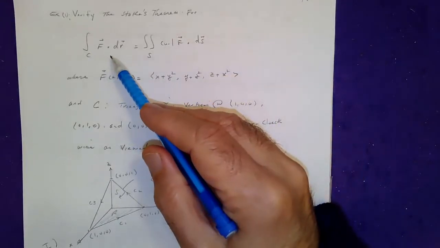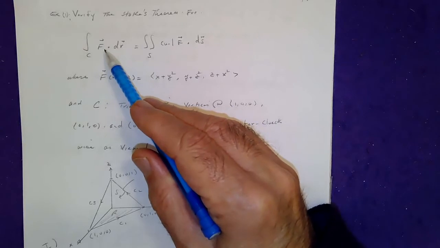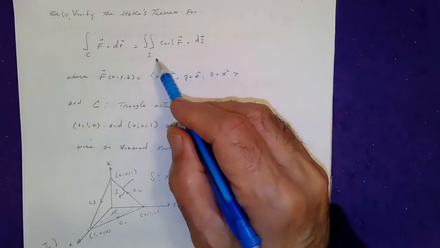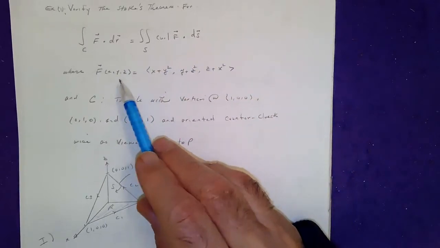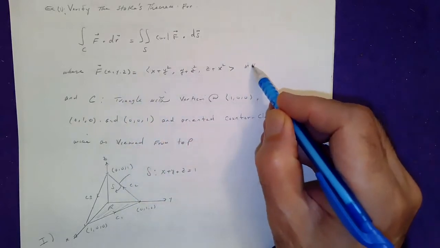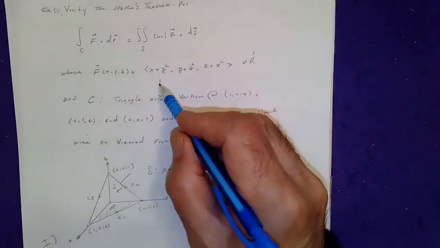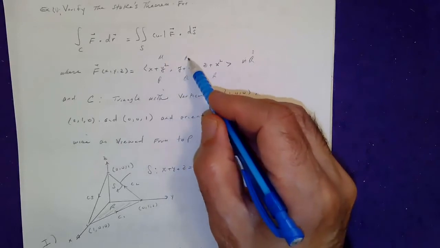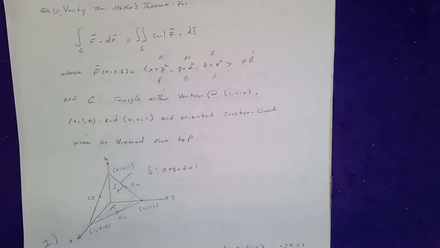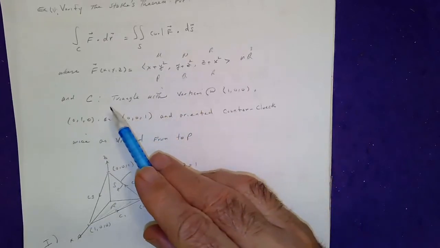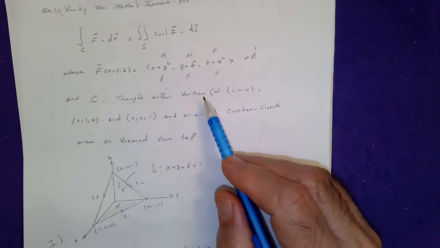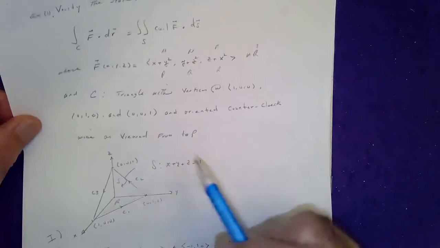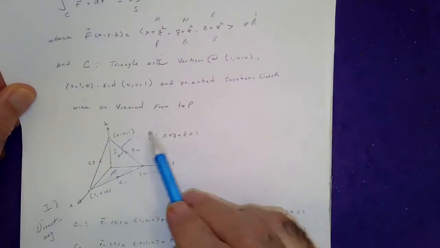So remember, the line integral over the vector field F now becomes the surface integral of the curl of F dotted with dS. But notice the vector field now is in R3, not in R2. Remember, this is called P, Q, R, or in some books they call it M, N, and maybe R. So the curve C is the triangle with vertices (1, 0, 0), (0, 1, 0), and (0, 0, 1), and oriented counterclockwise as viewed from the top.